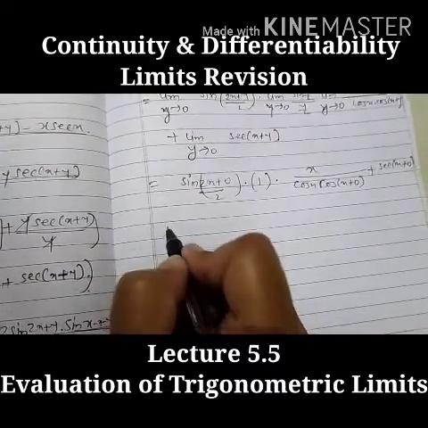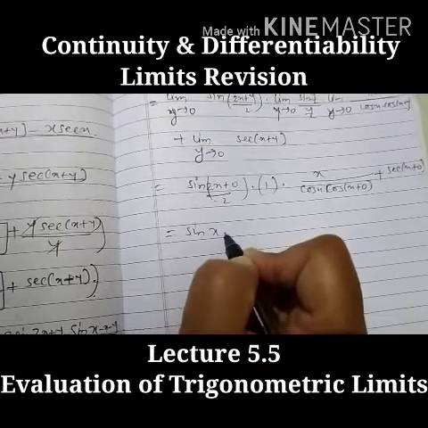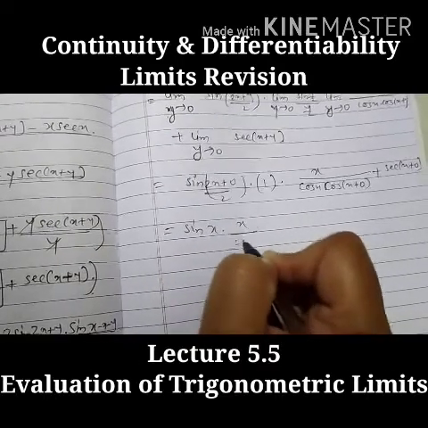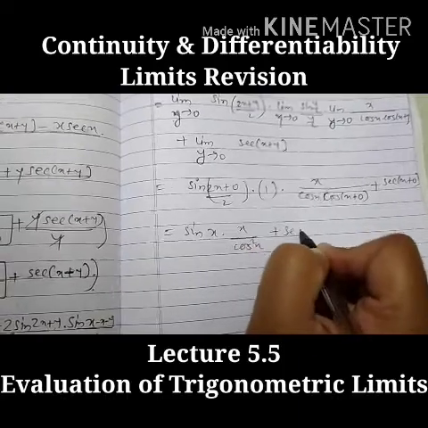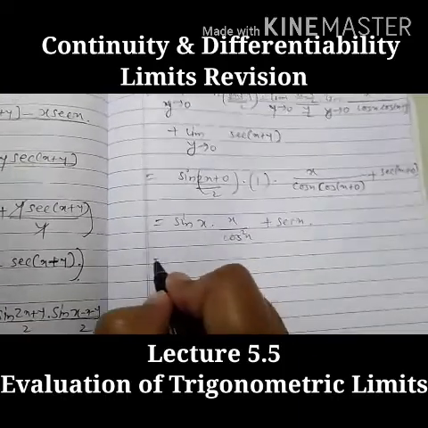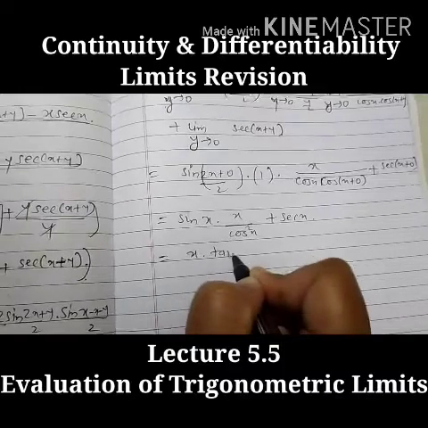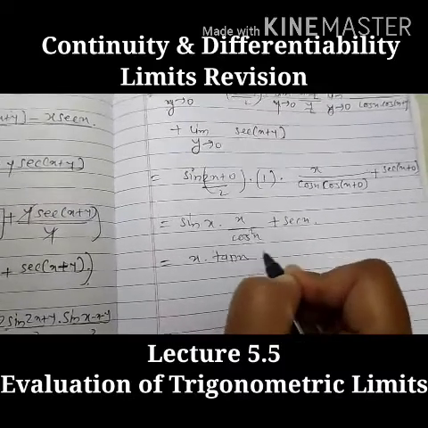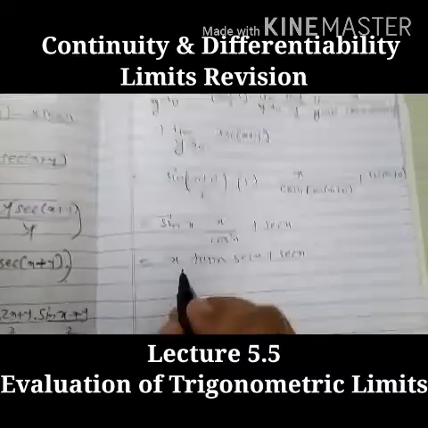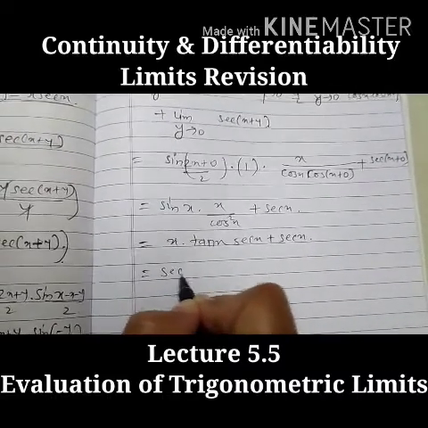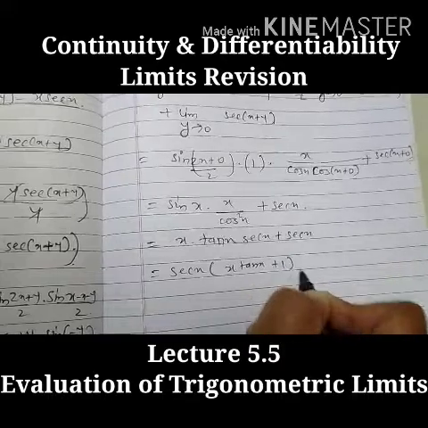So it will be sine of 2x by 2, which is sin x, into x upon cos square x, plus sec x. So we can write this as x into sin x upon cos x, which is tan x, and 1 upon cos is sec x, plus sec x. So we can write this as sec x in brackets (x tan x plus 1).